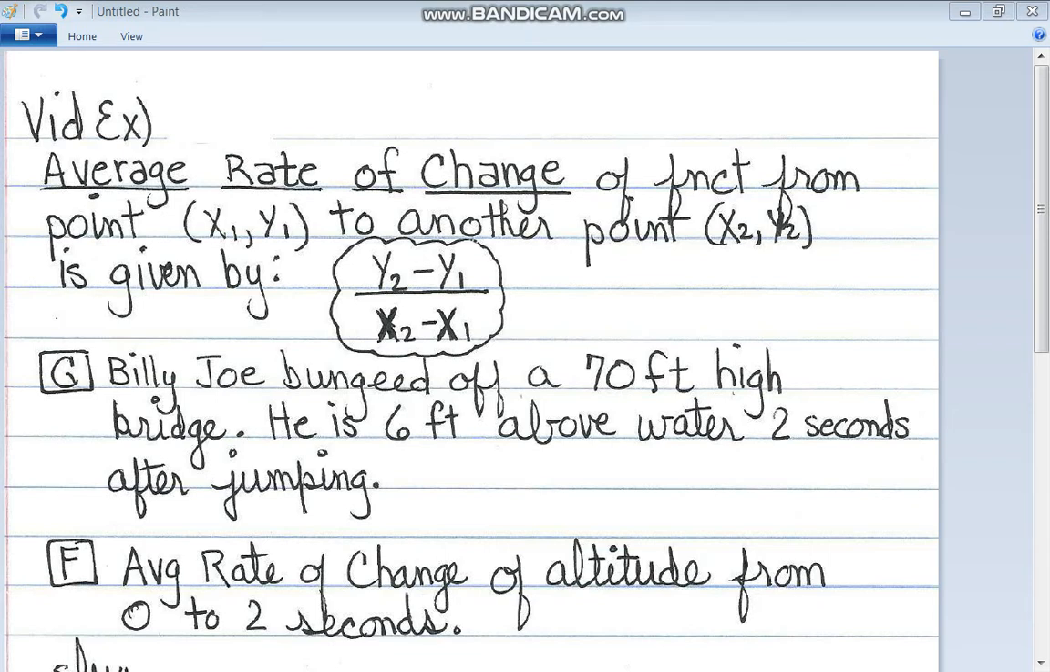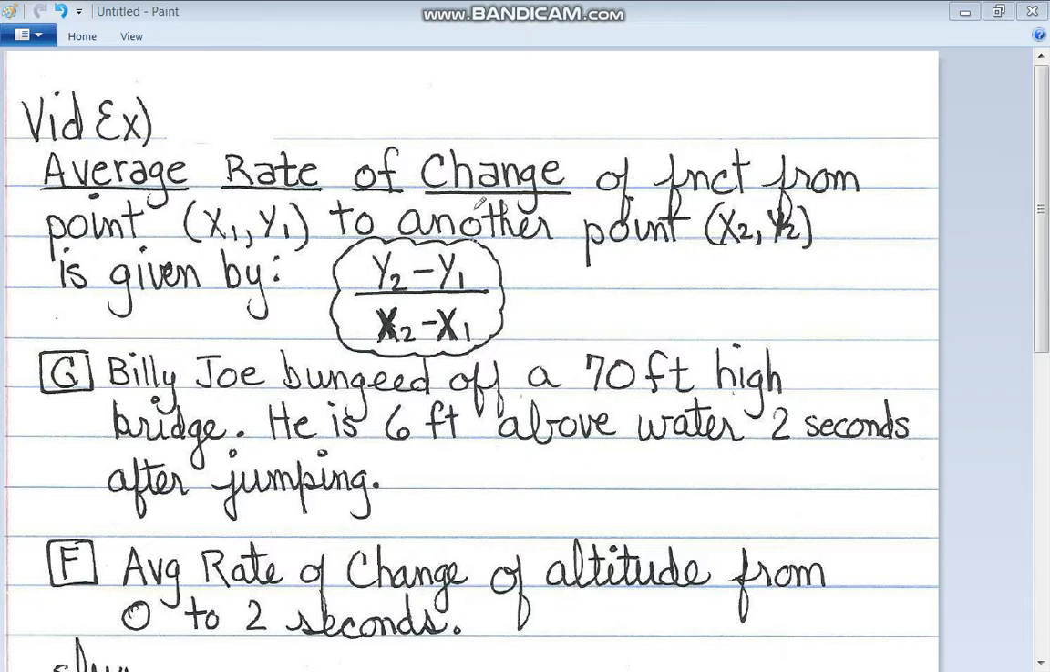Did you know that the average rate of change of a function from point x sub 1, y sub 1 to another point x sub 2, y sub 2 can be calculated using this formula? It's the difference in the y values divided by the difference in the x values. It's the y sub 2 value from here minus the y sub 1 value, divided by the x sub 2 value minus the x sub 1 value.